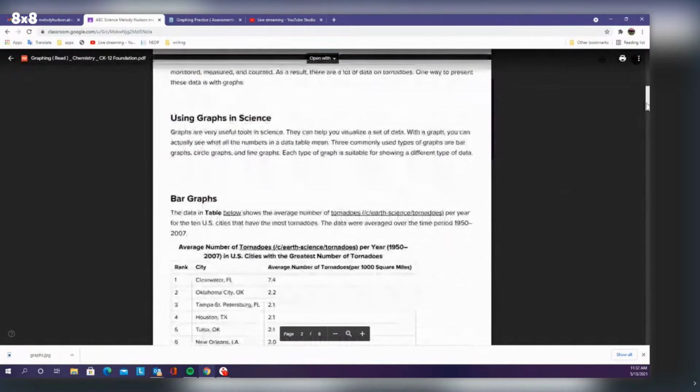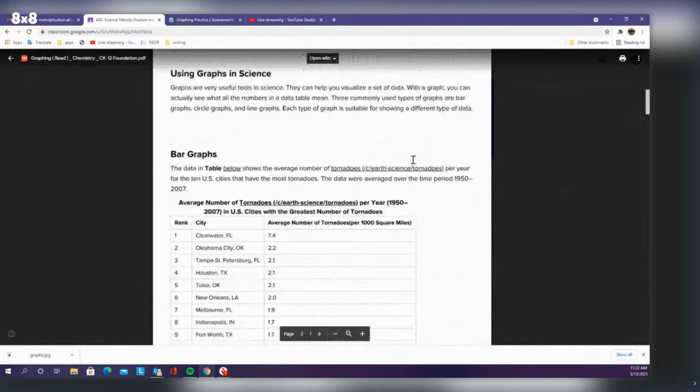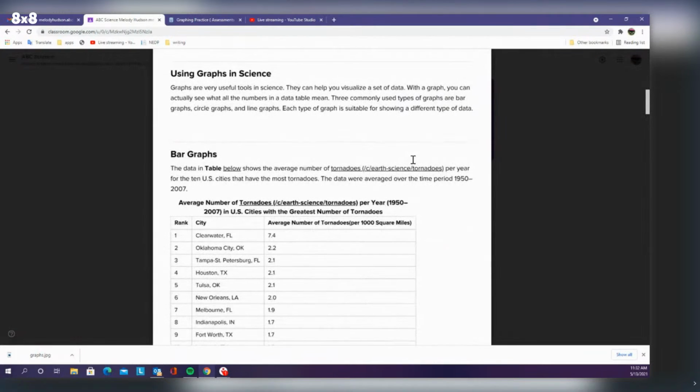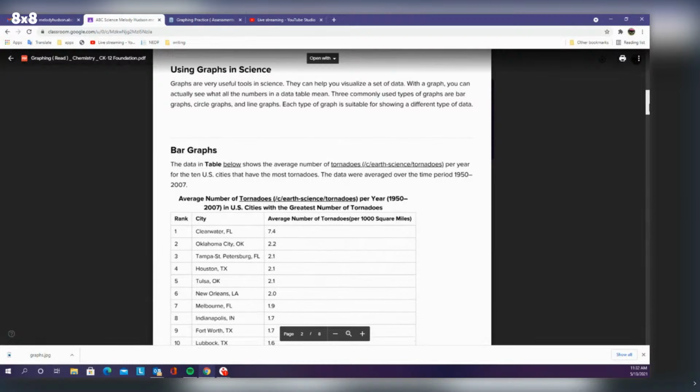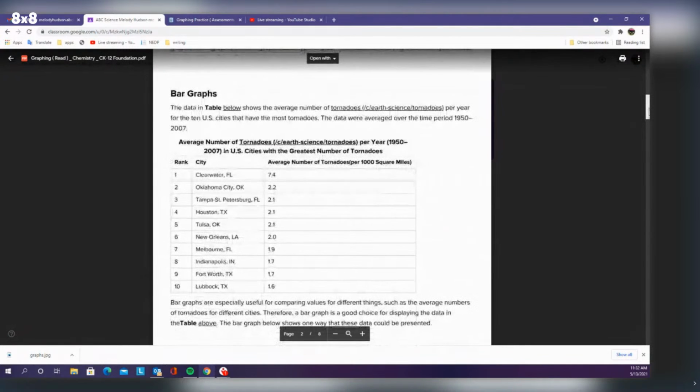Using graphs in science. Graphs are very useful tools in science. They can help you to visualize a lot of data. With a graph, you can actually see what all the numbers in a table mean. So three common types of graphs are bar graphs, circle graphs, and line graphs. And each type of graph is suitable for showing a different type of data. If you were with me in the past writing class, we did look at a graph. We looked at a bar graph.